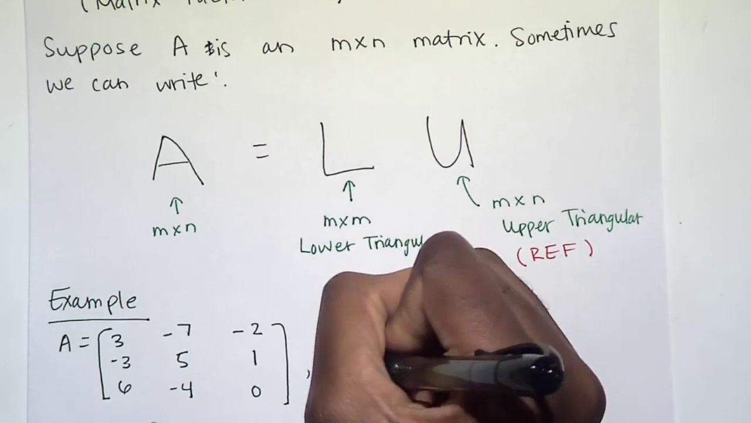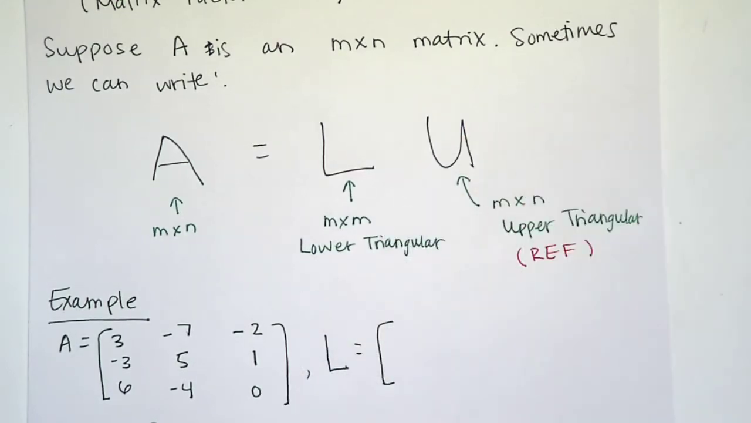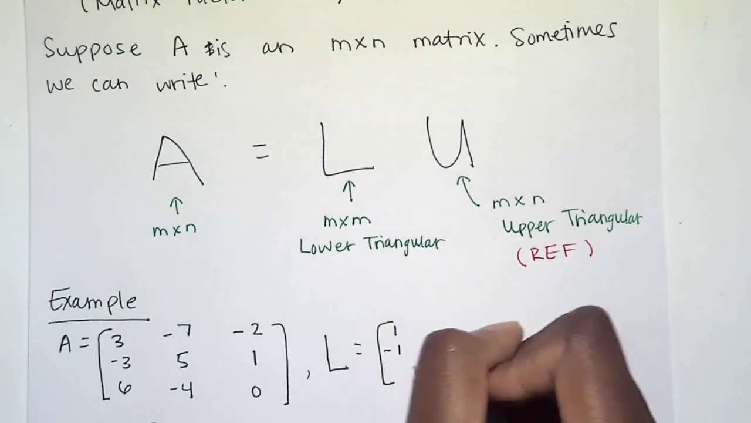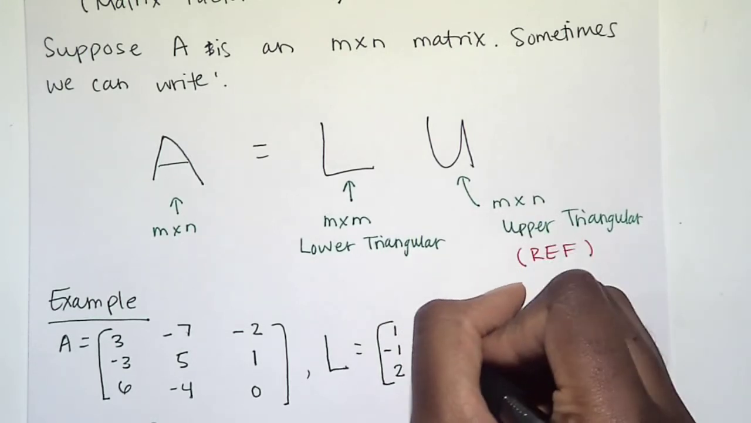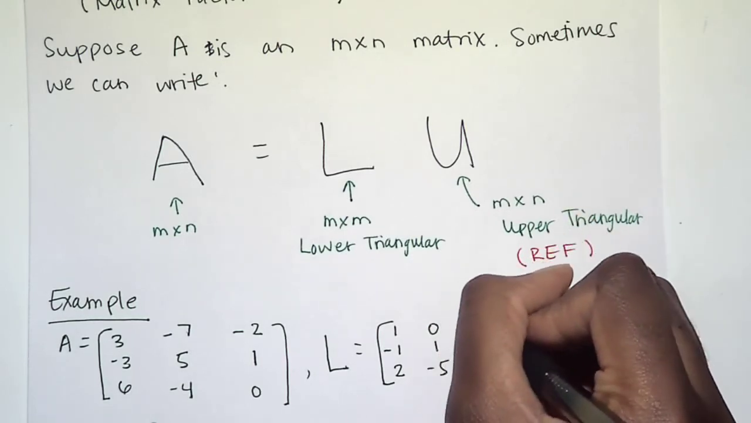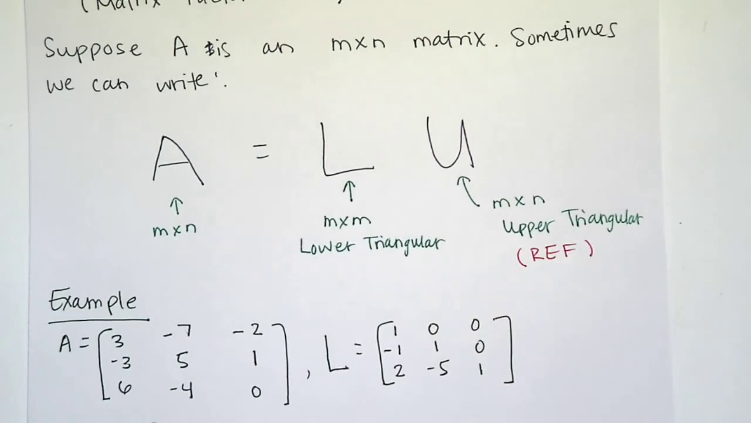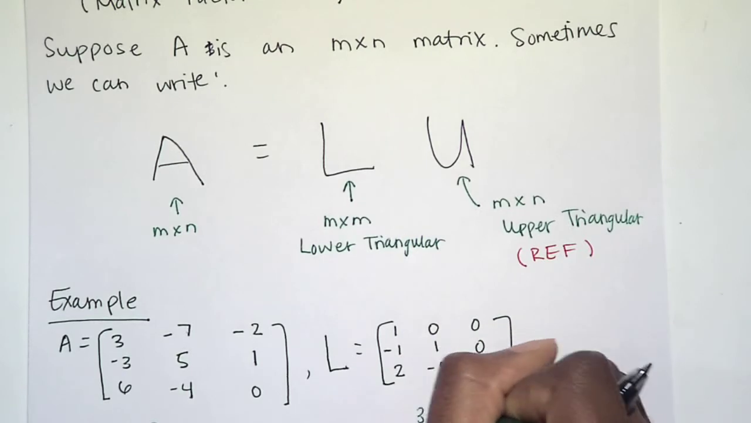Then we have L. It needs to be M by M, so that means it needs to be 3 by 3. So down the columns, 1, -1, 2, 0, 1, -5, and 0, 0, 1. 3 by 3.